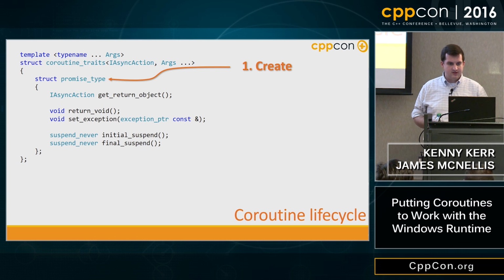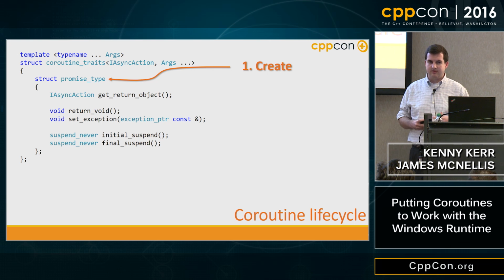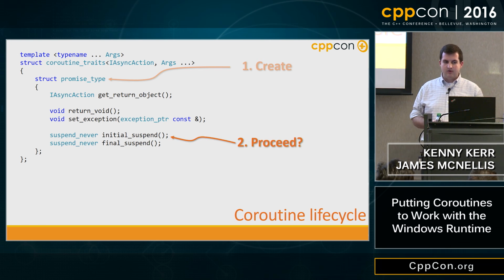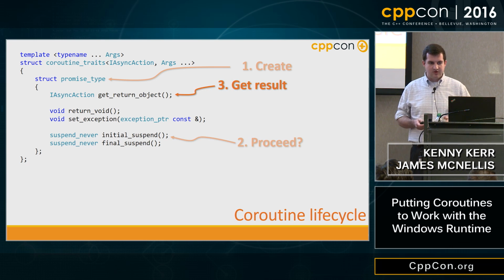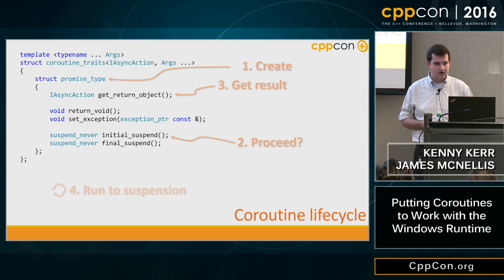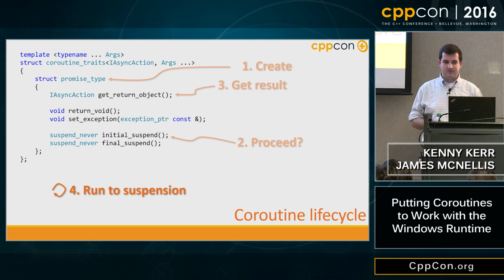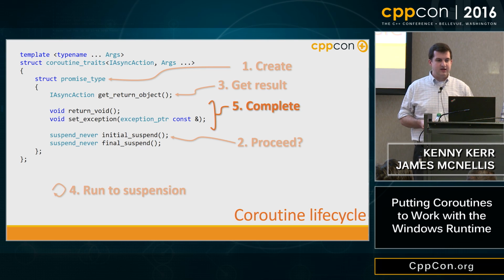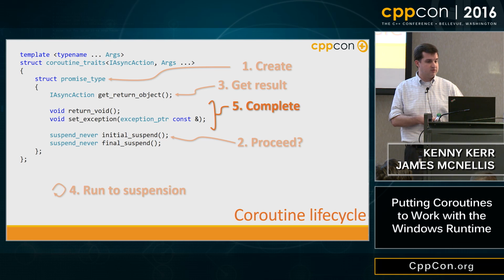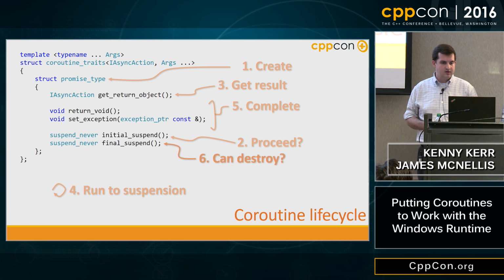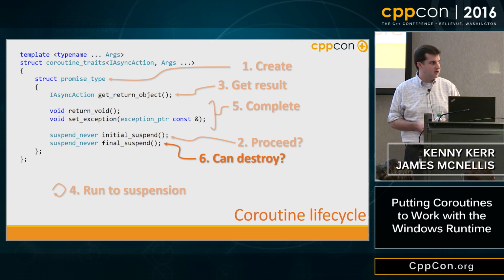And if we look at the coroutine lifecycle, just as a reminder from the previous talks, the first thing that will happen is we'll construct the promise as part of the coroutine frame. We'll then reach the initial suspend point, which will ask, should we proceed or should we suspend at this point? We'll then get the return object by calling get_return_object, which will give us the actual IAsyncAction to return to our caller. We'll run until the next suspension point. We'll complete either by calling return_void, or by setting the appropriate exception. And then we'll determine whether or not we can destroy the coroutine frame, or whether we should leave it around.